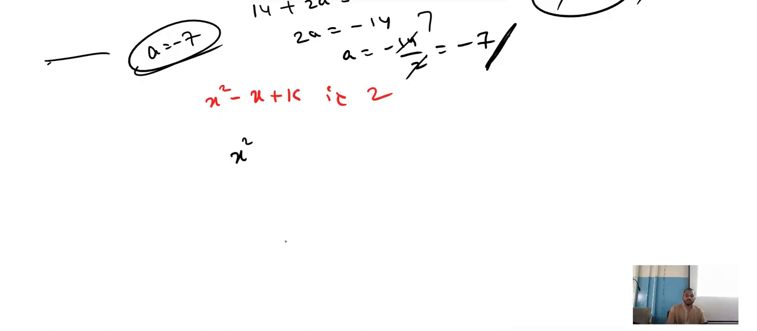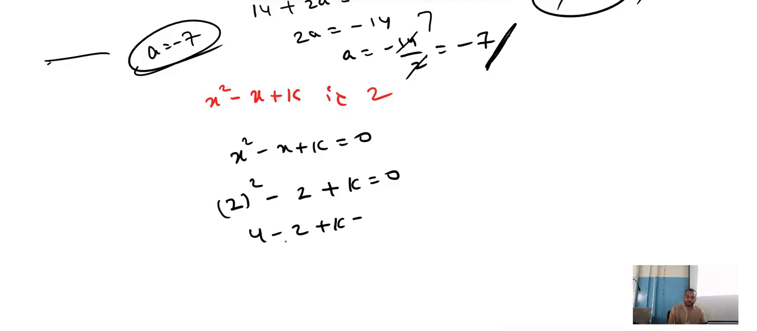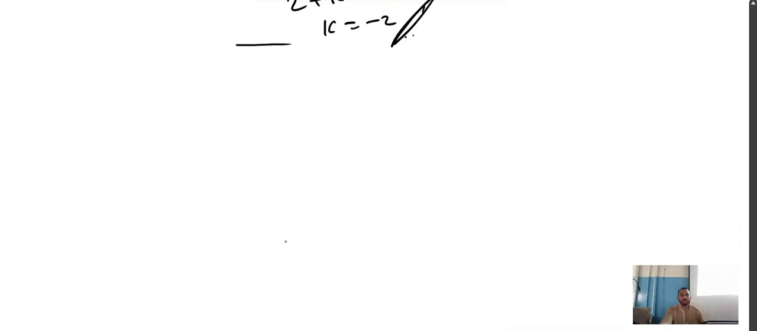What we should do? x square minus x plus k equals 0. x is 2, so 2 square minus 2 plus k equals 0. 2 square is 4, minus 2 plus k equals 0. 4 minus 2 plus k equals 0. k equals, plus 2 comes to the other side, it becomes minus 2. Is it same? Got the answer? Very good. Next question. Make a note.